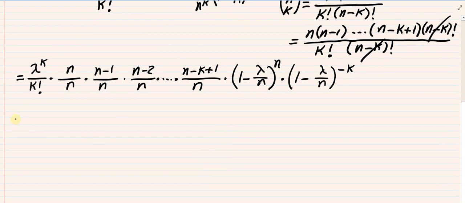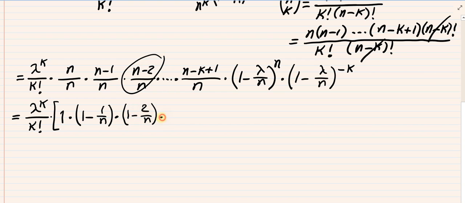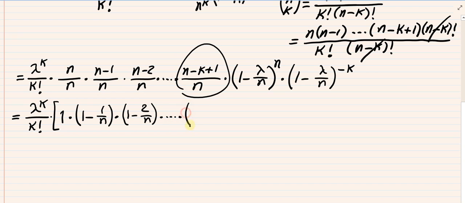Okay, what are we going to do next? Next, we're going to write it as lambda to the k over k factorial times n over n, that's 1, times n minus 1 over n. I'm going to write that as 1 minus, dividing individually by the monomial in the denominator. N over n is 1, and here's 1 over n. Next, I'm going to do n minus 2 over n. Again, n over n is 1 minus 2 over n. And so on, all the way up to this factor, which is going to be 1 minus k minus 1 over n.